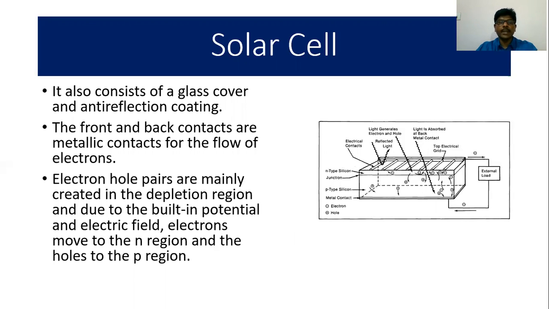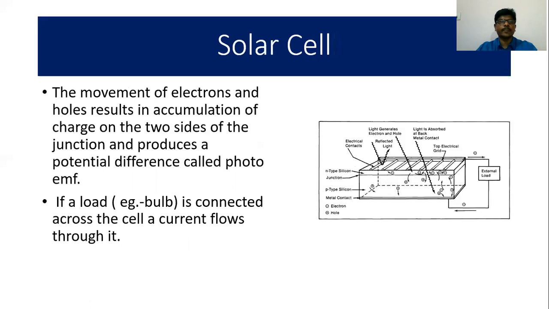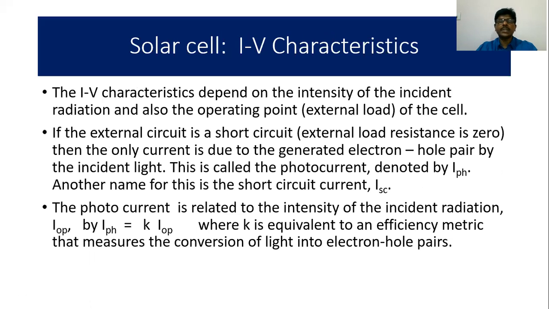Electron hole pairs are mainly created in the depletion region, that is the region between P and N. Due to the built-in potential and electric field, electrons move to the N region and the holes to the P region. The movement of electrons and holes results in accumulation of charges on the two sides of the junction and produces a potential difference called photo EMF. If a load, for example like a bulb, is connected across the cell, a current flows through it. We shall see next what the IV characteristics of a solar cell are.